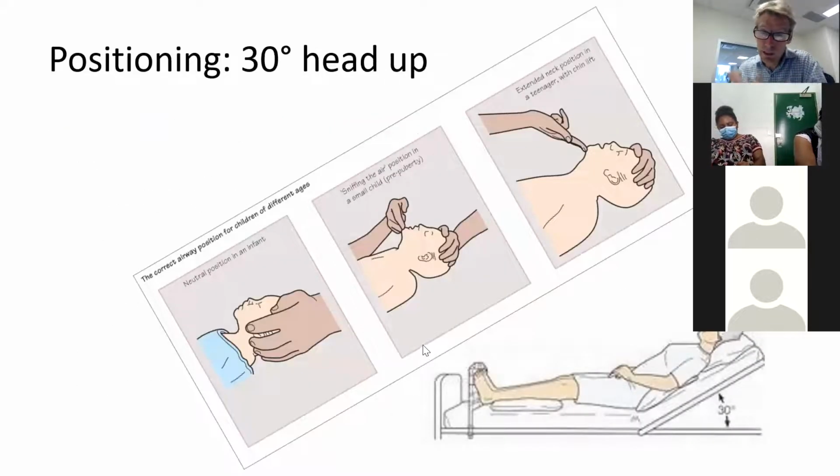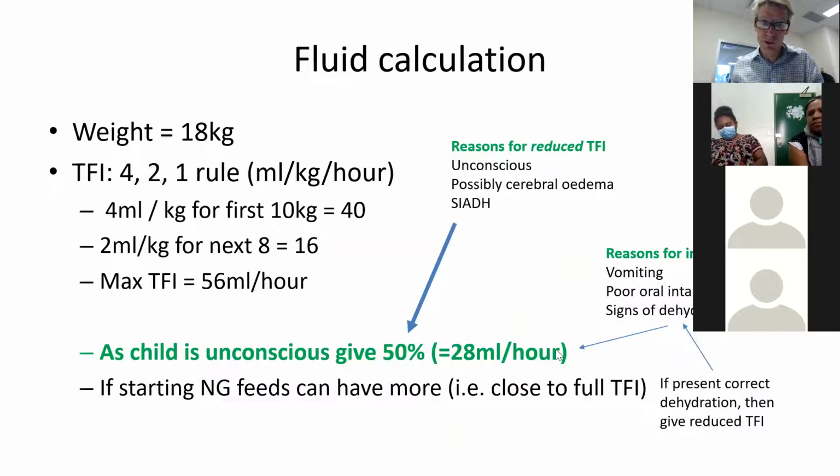Right? So as I said, you should always nurse patients 30 degrees head up and try to have their jaw in a neutral position so that their airway is clear, and give them oxygen. But the 30 degrees head up is very important.